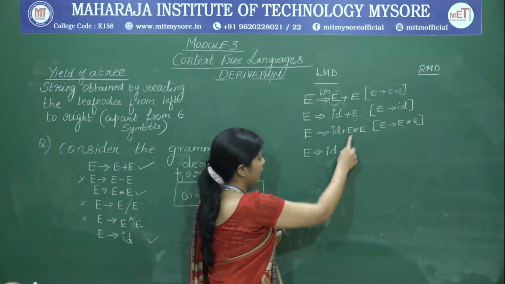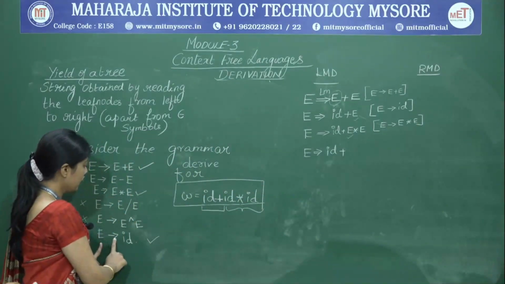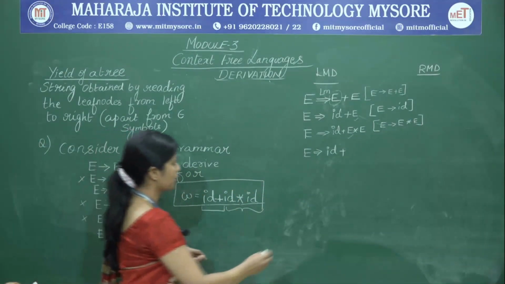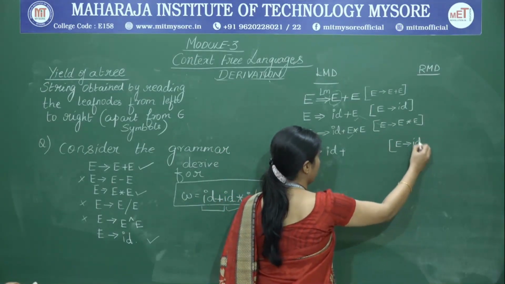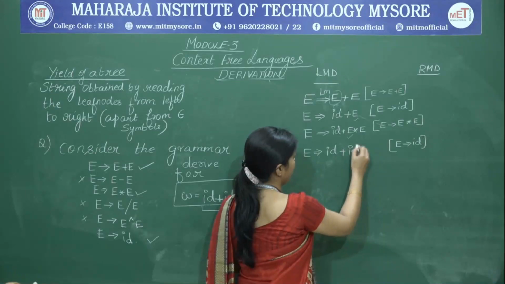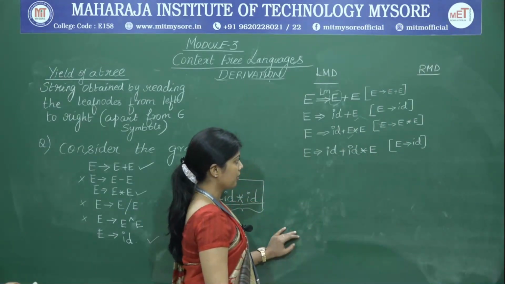So therefore, this E has to be replaced by id. So which is the production that I am going to use? E goes to id production. So therefore, we write here E goes to id and write here id star E. So this E we haven't replaced yet.